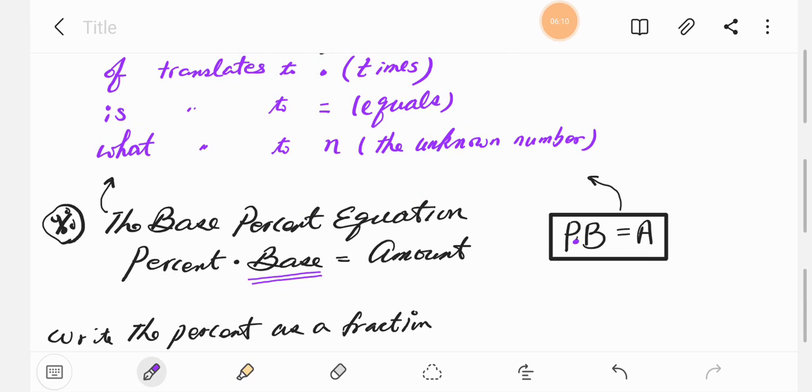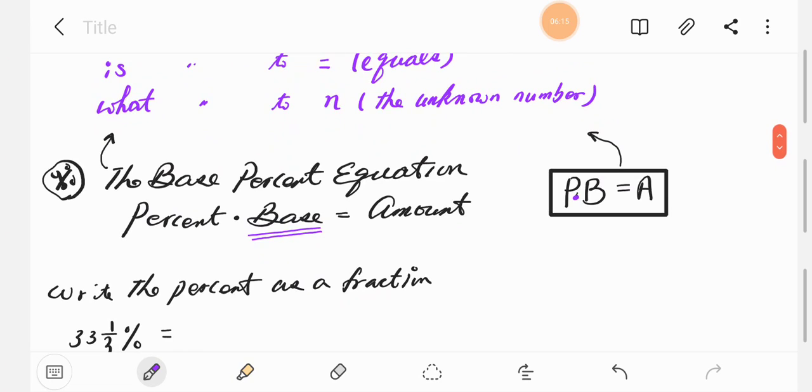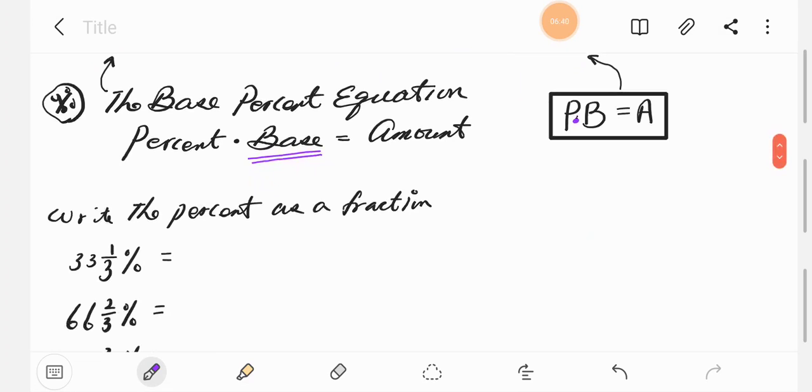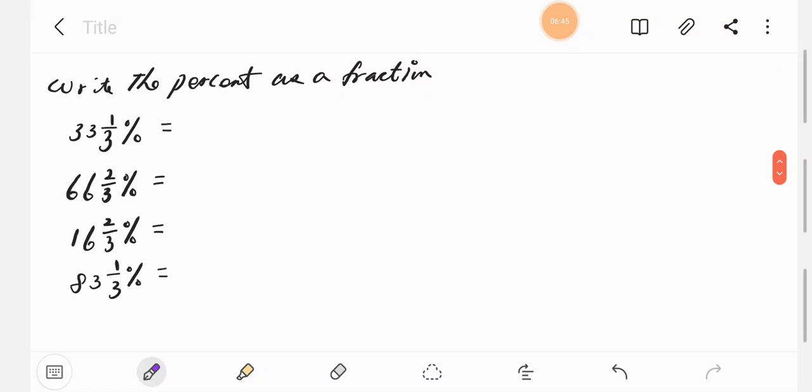This is really, really important information. There are three variables: P, percent, B, base, and A, amount. Whenever the values of two variables are given, you can find the value of the other variable. This comes later. We will have more examples related to this later. Let's consider this one.